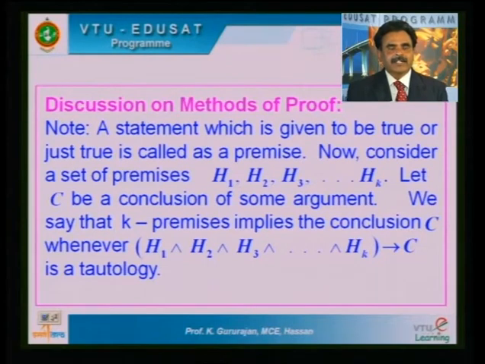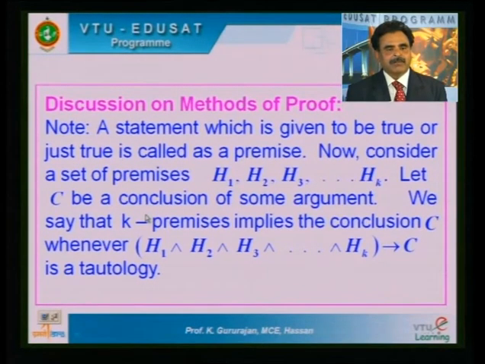In the last class, I introduced you to what is meant by saying that a set of premises implies a conclusion, right? To begin with, consider a set of k premises. I have considered k premises H1, H2, H3, etc. up to Hk. Now, a premise means it is a statement which is given to be true. Please remember, a premise means it is a statement which is given to be true, always. Here I have considered a set of k premises and C is the conclusion of the argument. C is the conclusion of some argument.